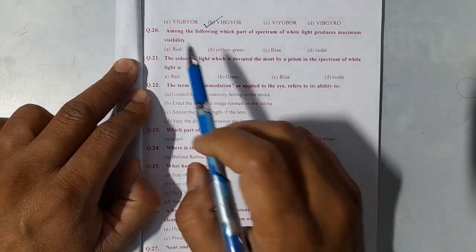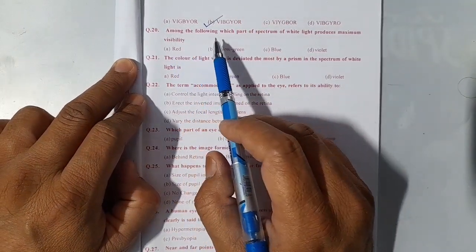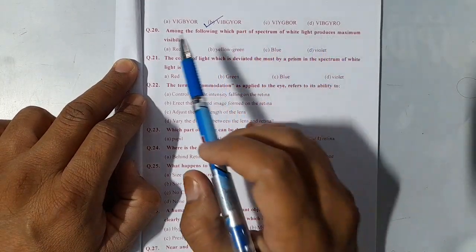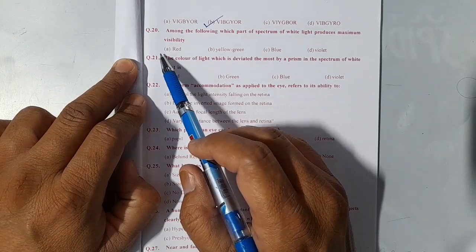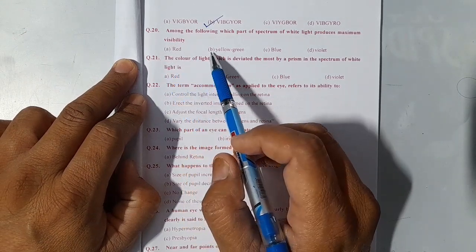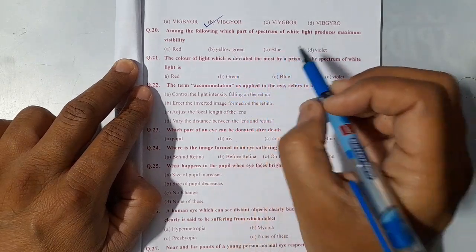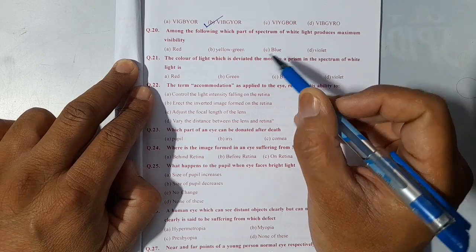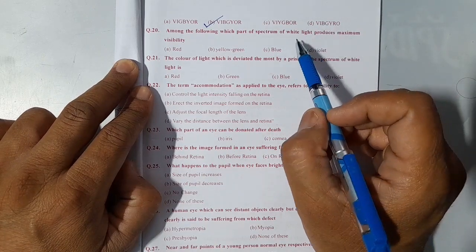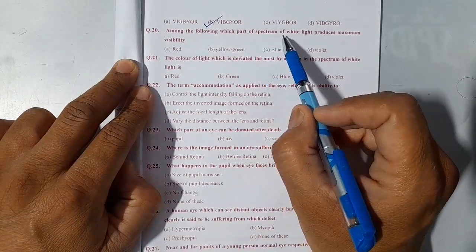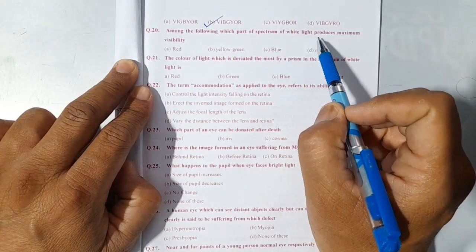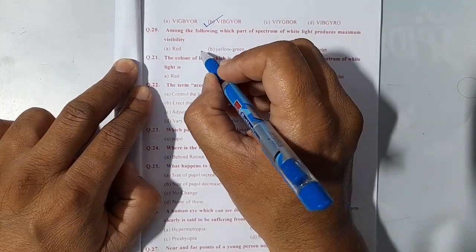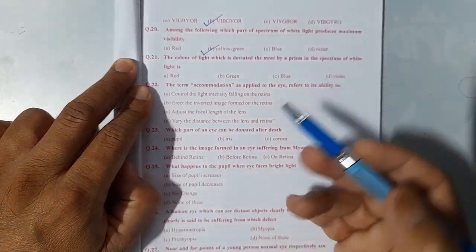Next question. Among the following, which part of spectrum of white light produces maximum visibility? Option A, red. Option B, yellow green. Option C, blue. Or option D, violet. So students, we know which part of white light produces maximum visibility. So the correct option is option B, yellow green part.